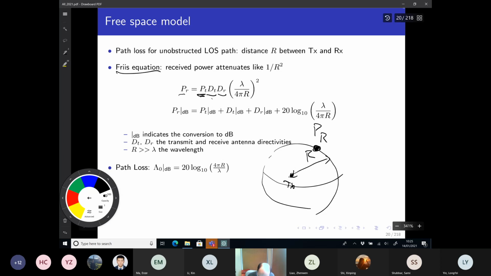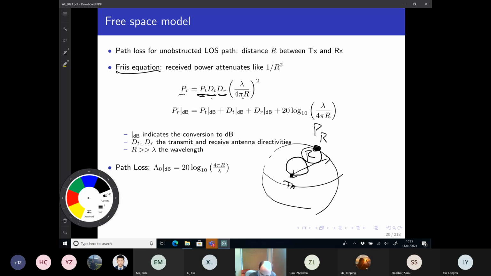If you have an antenna that radiates more into certain directions like this, you're going to have very little energy broadcast in this area, for instance. And if you have an antenna that looks in that direction, you're going to collect more energy in that direction as well. So that relates to the directivity of your transmit antenna and receive antenna. But the more important part is this one.